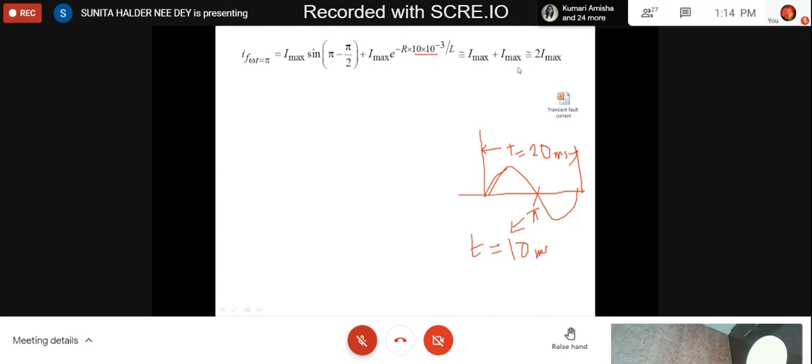So at 10 millisecond, the total value will be near to twice Imax, because the steady state value is Imax. So at this condition, obviously the maximum fault current is possible, because at t equal to 0, both the currents are maximum, but the steady state component is at its negative peak. So they are cancelling out each other.